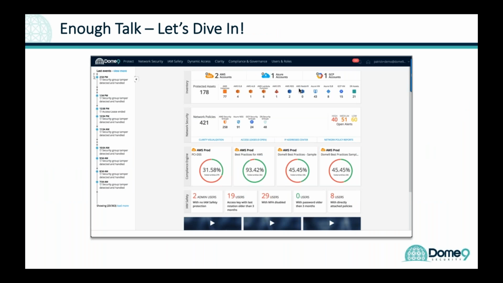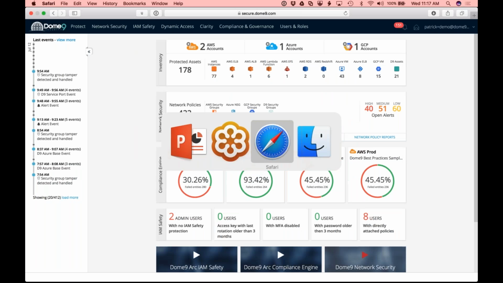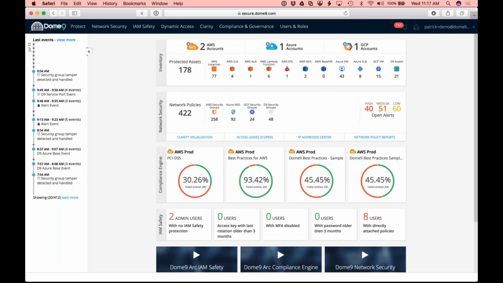So enough of the theoretical, slide-driven content. Let's hop into the Dome9 platform for a deeper dive. So this is your Dome9 dashboard, and across the top you'll see that the relationship between cloud account, more specifically infrastructure as a service account, to Dome9 account is many to one.